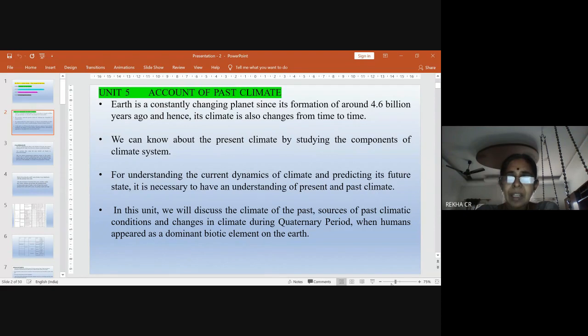the past, the sources of past climatic conditions, and changes in the climate during the Quaternary period when humans appeared as a dominant biotic element on the Earth. Much of the variation in the climate was seen once the origin of life started on Earth, especially human beings, where the human beings played a major role in dominating the climatic conditions.